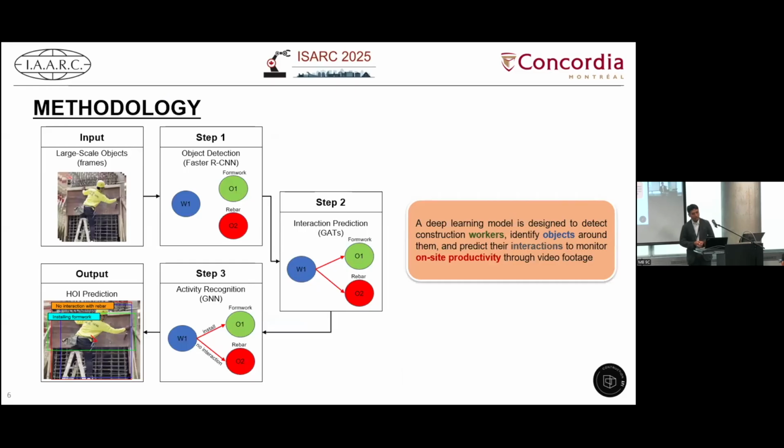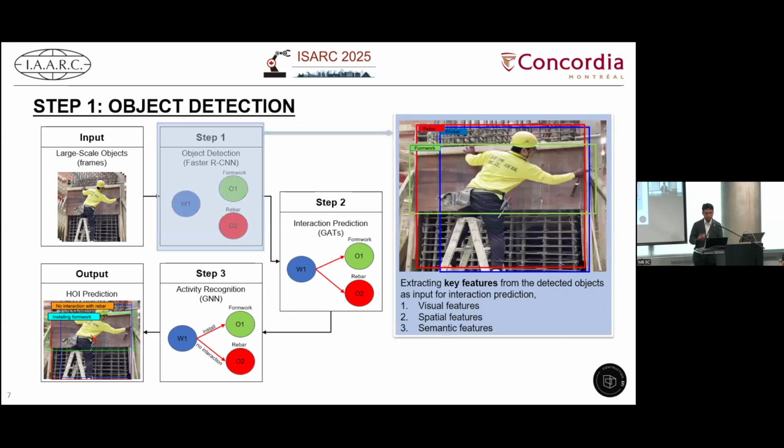Basically, we have three steps here. We use a graph-based system. First, from the video that we get, we extract several frames, and then we do the object detection first. Since this is a graph, we have to provide the node information first. We use Faster R-CNN to detect the objects. For example, here we detect a human, the rebar, and the formwork, and we use those as node information.